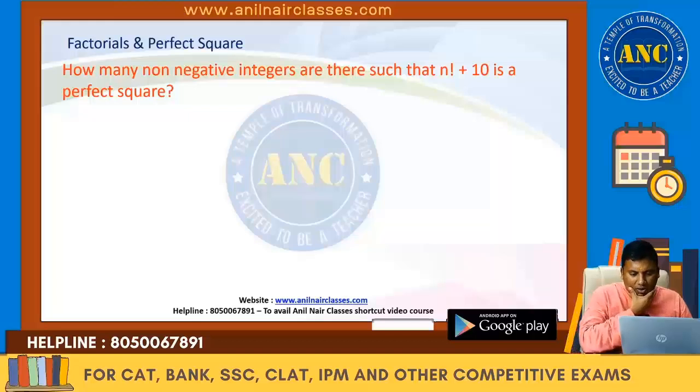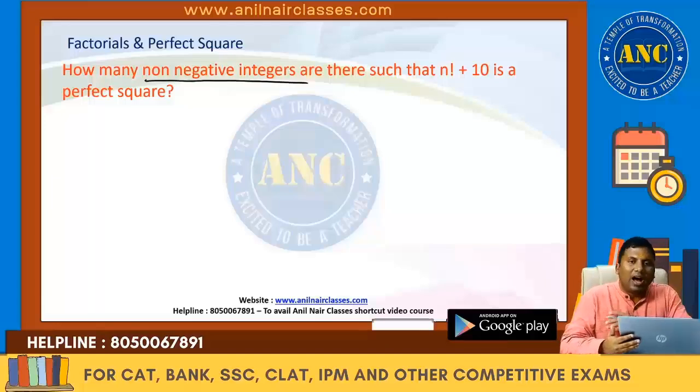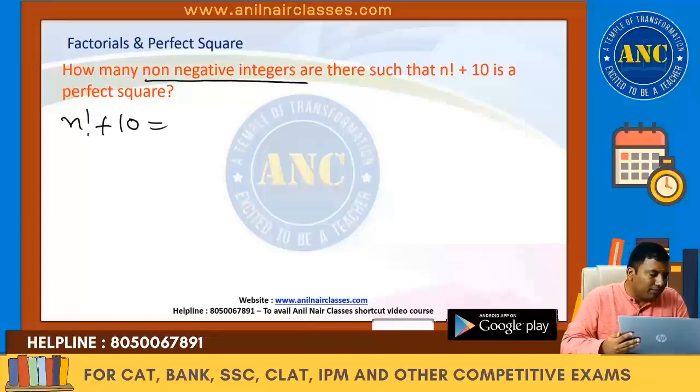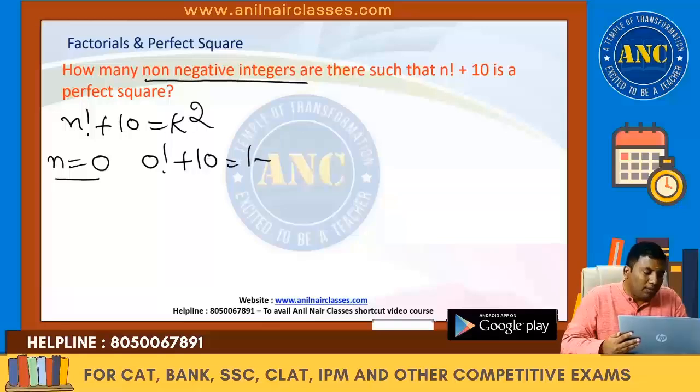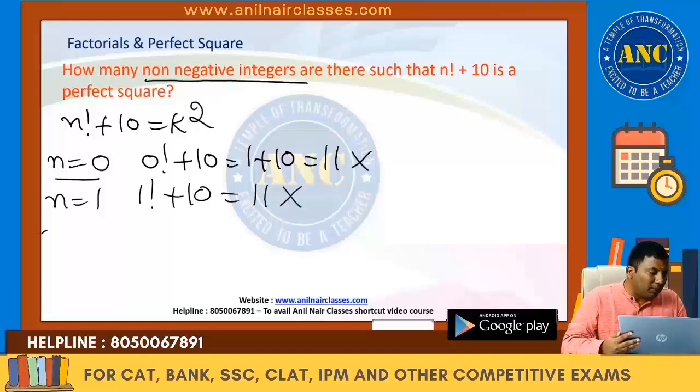Very, very conceptual questions. How many non-negative integers n are there such that n factorial plus 10 is a perfect square? Non-negative means other than negative. N is 0: 0 factorial plus 10, 1 plus 10 is 11. 11 is not a perfect square. N is 1: 1 factorial plus 10, 1 plus 10 is 11, not a perfect square.